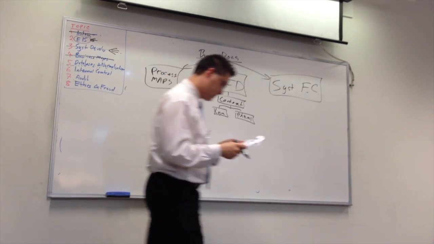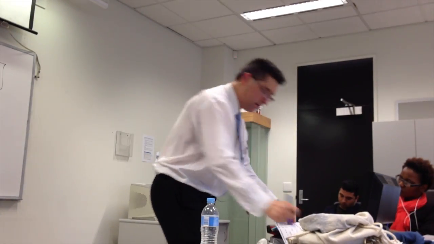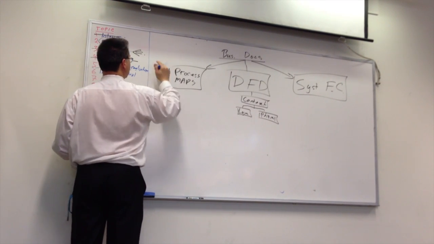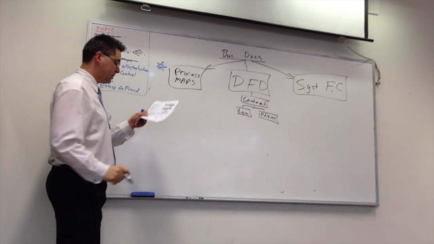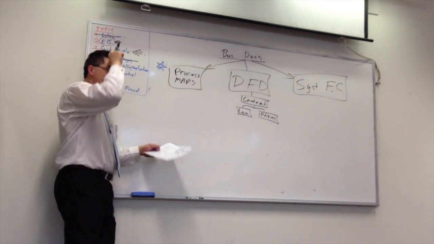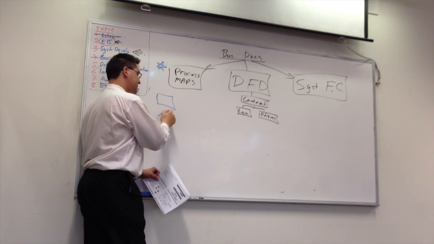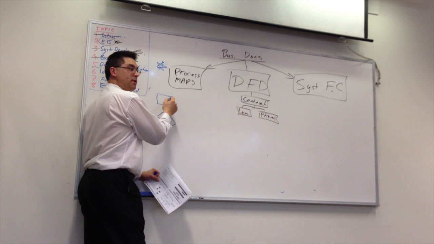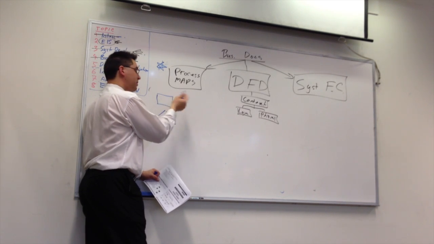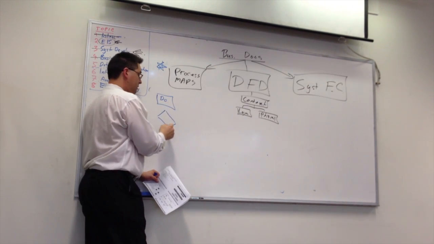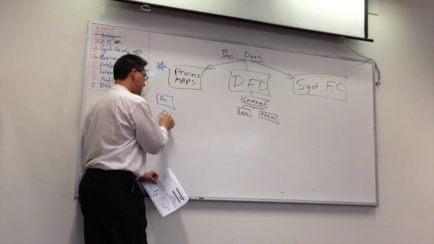Let's have a look at the rules. First off, let's have a look at process maps. I think you'll know process maps quite well. Process maps have only two symbols. It's this symbol and this symbol. What's this one? Process. It's something you do. This one here? Decision.